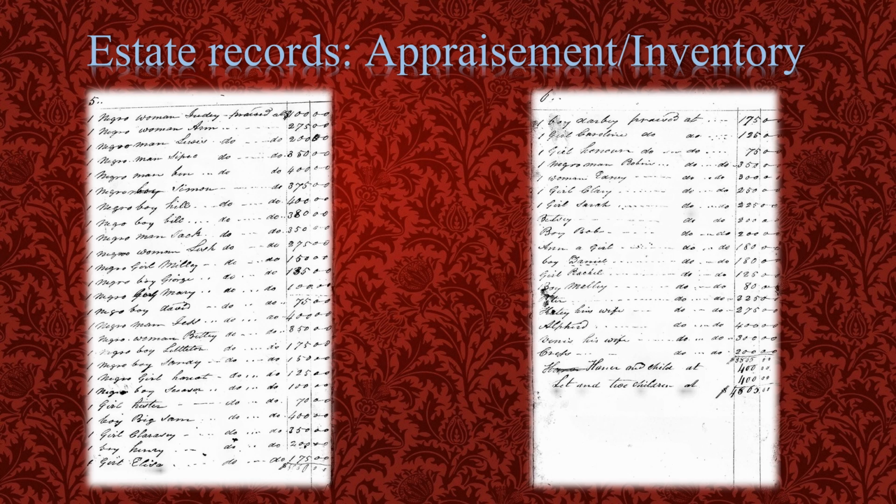Now, this slide is an inventory and appraisal of the enslaved people living on the estate of Charles Bright of Marlborough County, South Carolina, and he died in 1830. There are nearly 50 individuals.